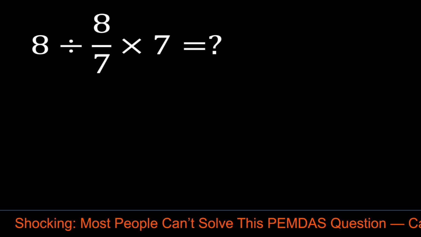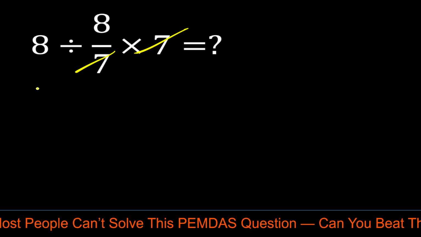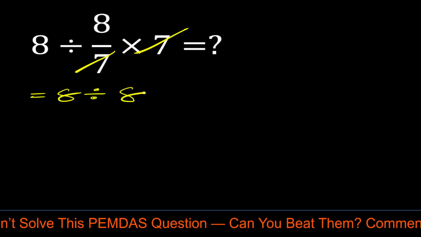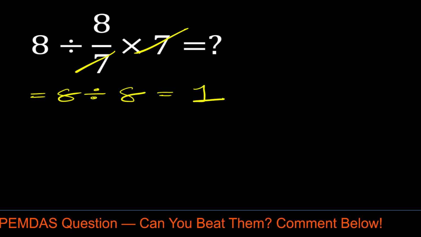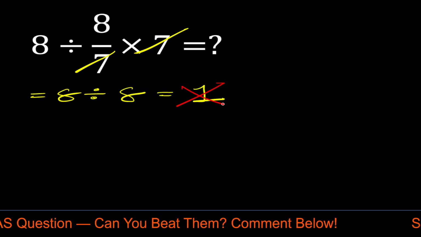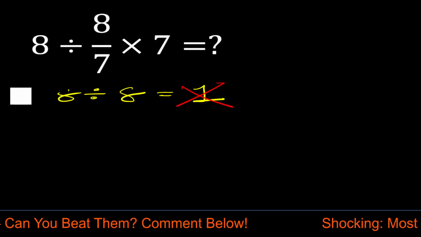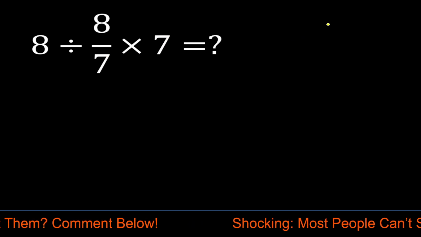So most people solve this question like cancel this 7 by 7. So now 8 divided by 8. So 8 divided by 8 is equal to 1, right? But this answer is not correct. This answer is completely wrong. So now let's solve this problem correctly by using a PEMDAS rule, right?